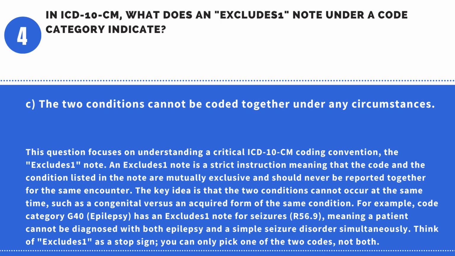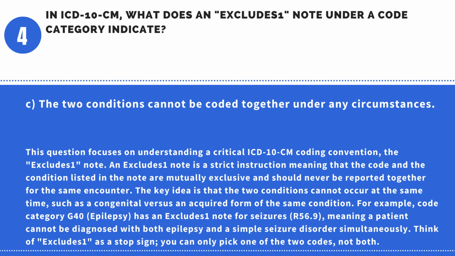The key idea is that the two conditions cannot occur at the same time, such as a congenital versus an acquired form of the same condition. For example, code category G40, epilepsy, has an Excludes1 note for seizures, R56.9, meaning a patient cannot be diagnosed with both epilepsy and a simple seizure disorder simultaneously.